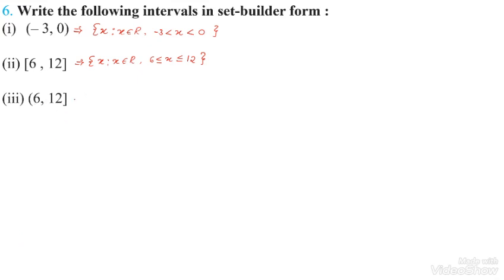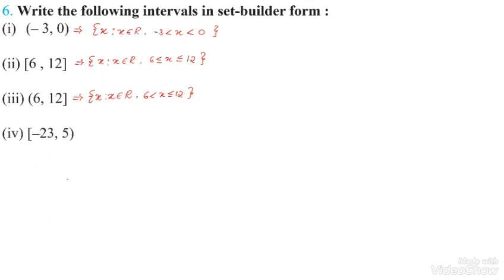Next, question number 3. Here the same question is there, but the intervals are different. X such that x belongs to R. This is the general form. Now we have to write the boundary points 6, x, 12, in between the two elements. Here there is an open interval, so we have to mention the strict less than condition. Here at 12 there is a closed interval, so I can write less than or equal to.